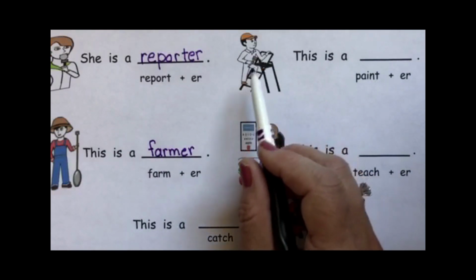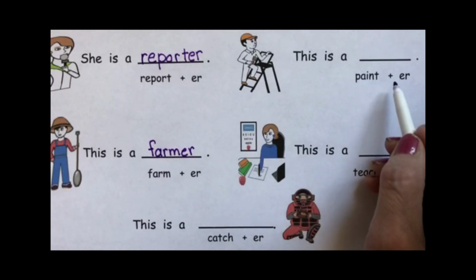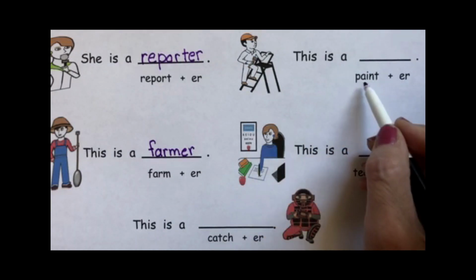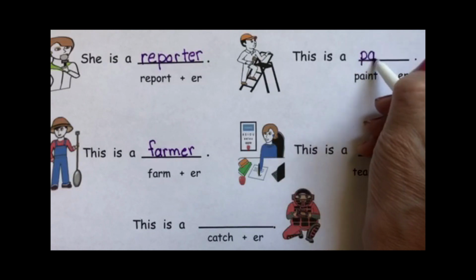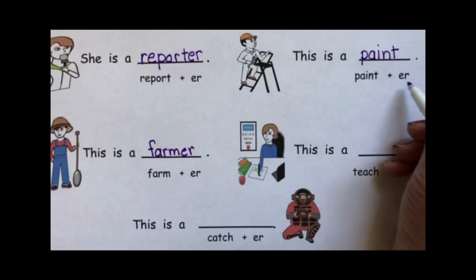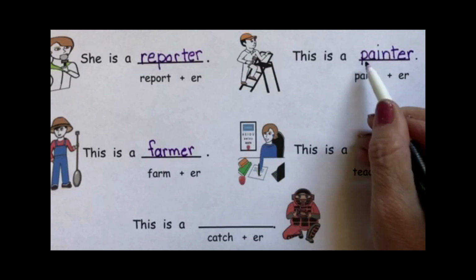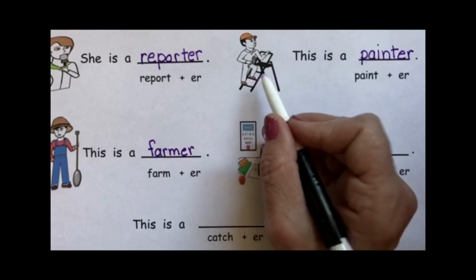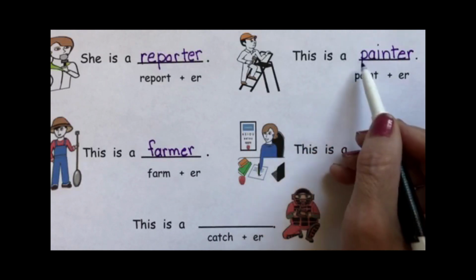Let's go over here. He has a paintbrush, and we see the word paint and the suffix er. This is a painter. Let's put paint here, P-A-I-N-T, and then we're going to add the suffix er, E-R, that makes the word painter, and then that's what he does. He is a painter. So let's read the sentence. This is a painter.